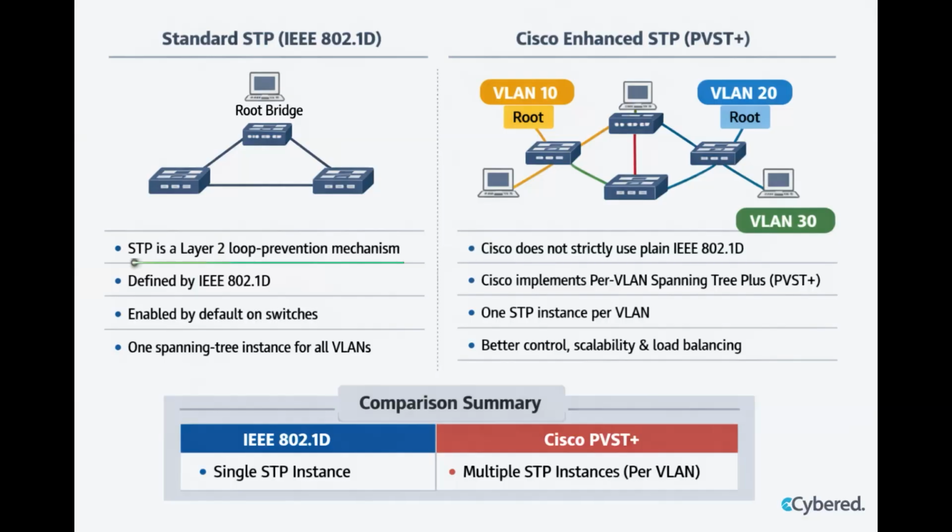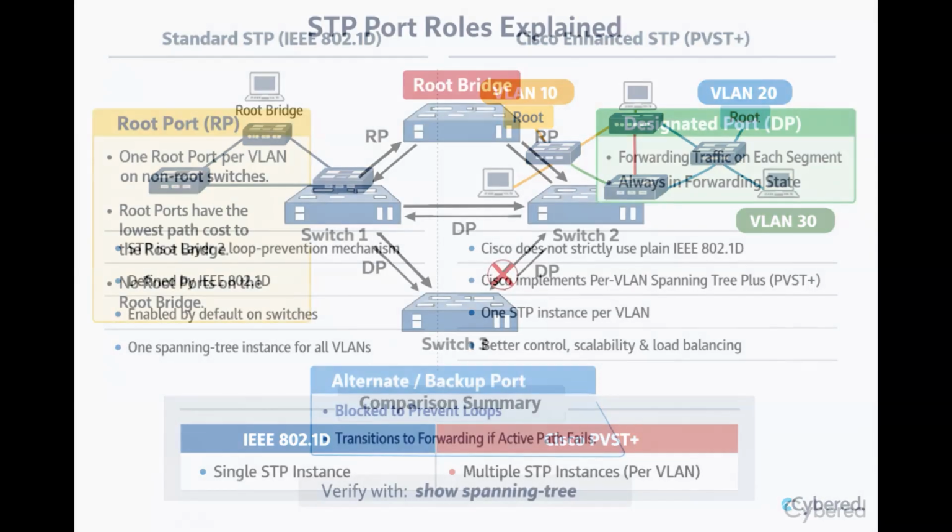STP is a layer 2 loop prevention mechanism that is enabled by default on switches. It is defined by the IEEE 802.1D standard. While STP is an open standard, Cisco does not strictly implement the original IEEE 802.1D version. Instead, Cisco uses its own enhanced implementations such as PVST+, which runs a separate spanning tree instance per VLAN.